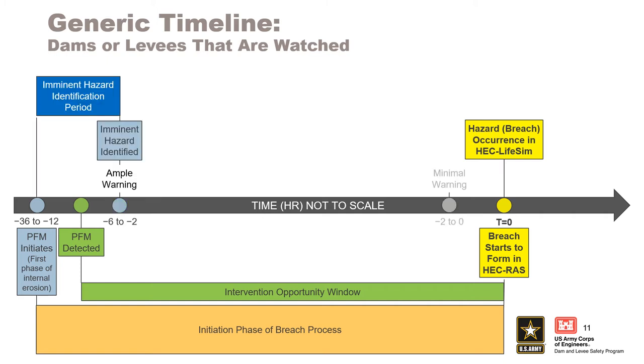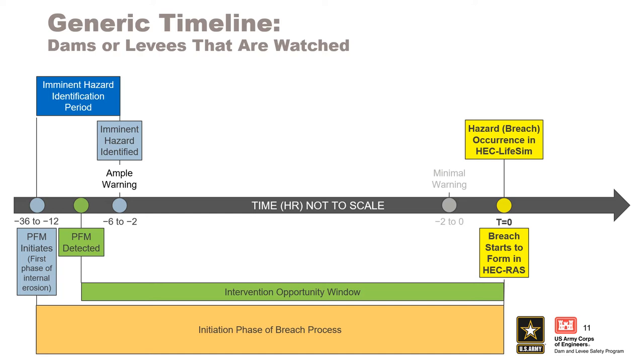The imminent hazard identification time is the time relative to breach formation at time zero when someone recognizes that the breach is going to occur or is occurring, determines that the population at risk needs to be evacuated, and initiates the warning and evacuation process. This time can happen before or after the hazard occurs. For internal erosion, this is usually associated with significant material movement being observed, unsuccessful intervention, and recognition that the breach is virtually certain to occur.